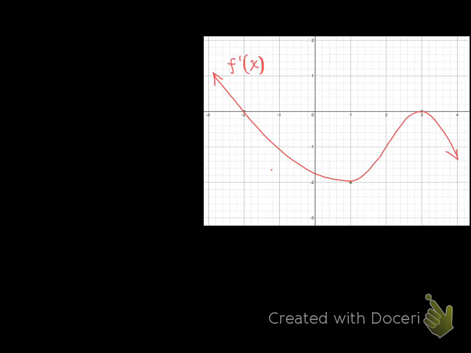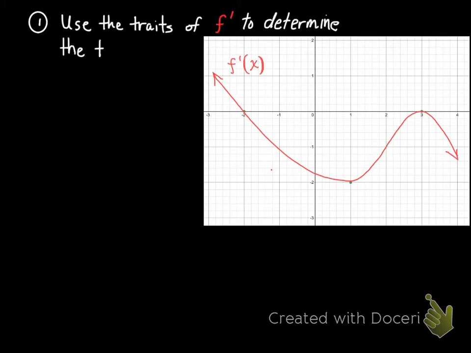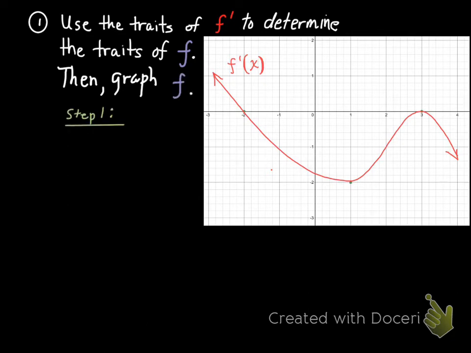So you always have to look at this. What am I given? Are they giving me f? Are they giving me f prime? Super serious, important, because your attack for arriving at the next graph differs greatly depending on what you're given first and foremost. So your directions in a problem like this will say use the traits of the red graph f prime to determine the traits of f. Then graph f. So we've got kind of 3 steps here organized so that you have an idea of how you should attack this problem.